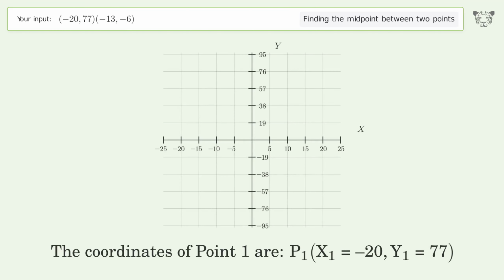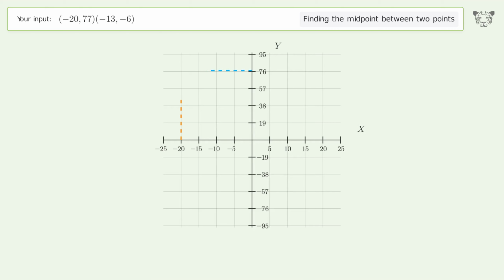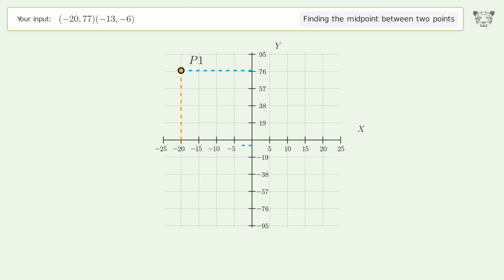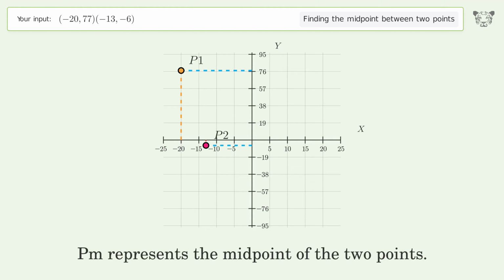The coordinates of point 1 are, x1 equals negative 20, y1 equals 77. The coordinates of point 2 are, x2 equals negative 13, y2 equals negative 6. PM represents the midpoint of the 2 points.